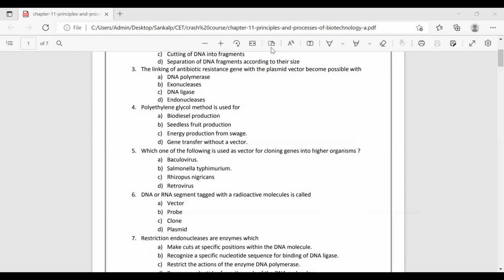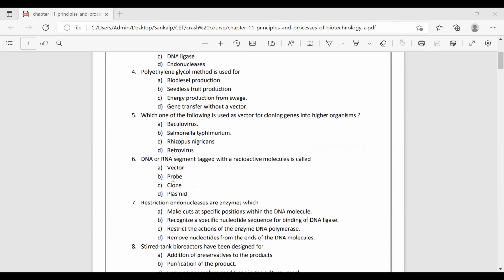Rhizopus nigricans, fifth one. Fine. So here, this Rhizopus nigricans and the retrovirus. Many of you get confused regarding Rhizopus nigricans and the vectors because some of the characters will match. So the right answer is option D, that is retrovirus.